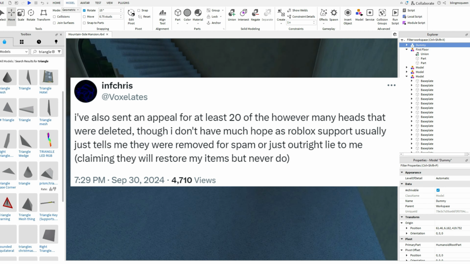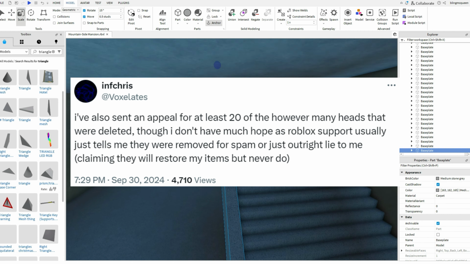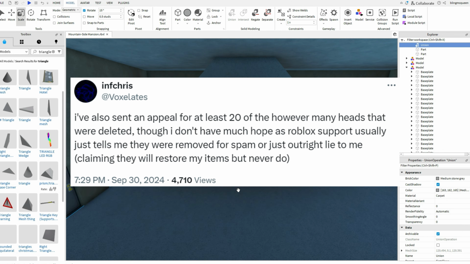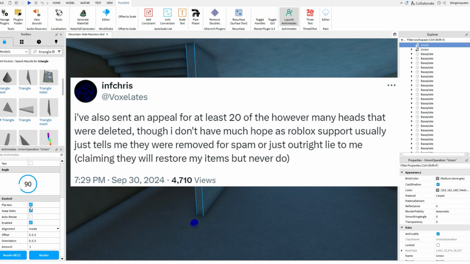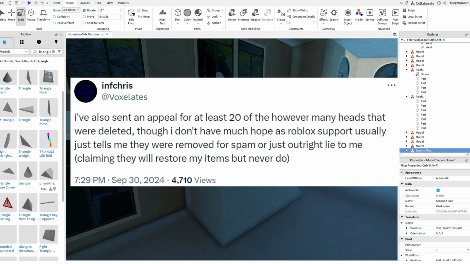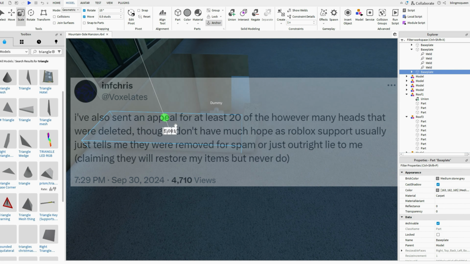"I've also sent an appeal for at least 20 of the however many heads that were deleted, though I do not have much hope, as Roblox support usually just tells me they were removed for spam or just outright lie to me, claiming they will restore my items, but never do."